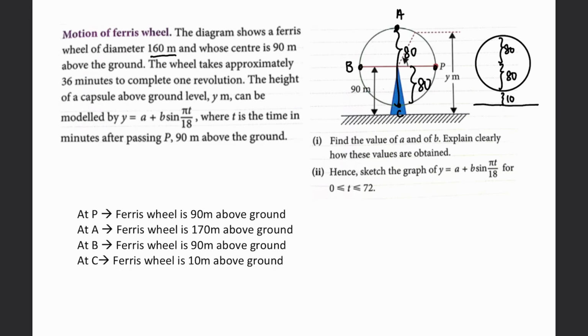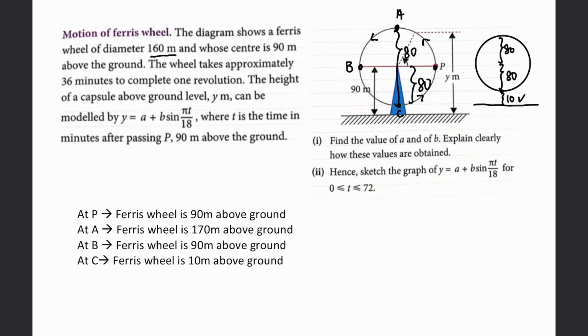So you can see that at A, my height above the ground is 80 plus 80 plus 10, which is 170. Then as we move along to B, you can see that it drops back down to 90 meters. Lastly, it will drop back down to C, which is 10 meters, which is here. And then your C will go back to P, and it is considered as one cycle.